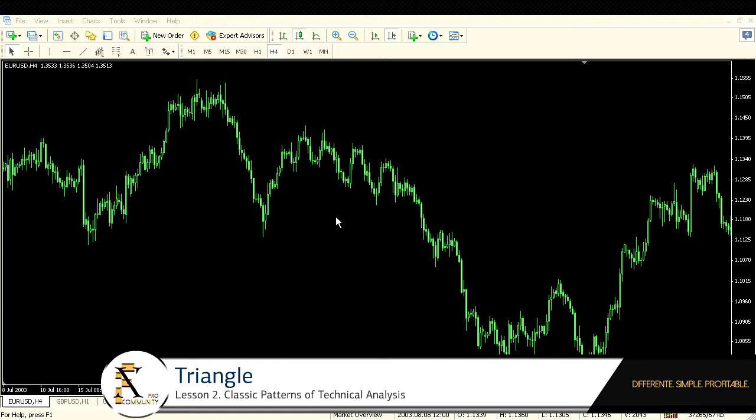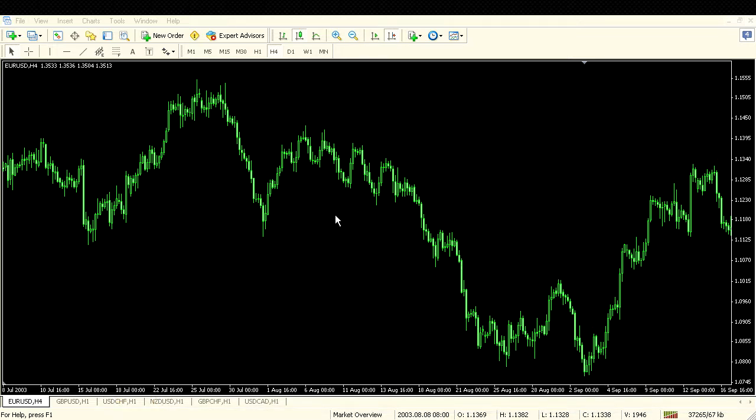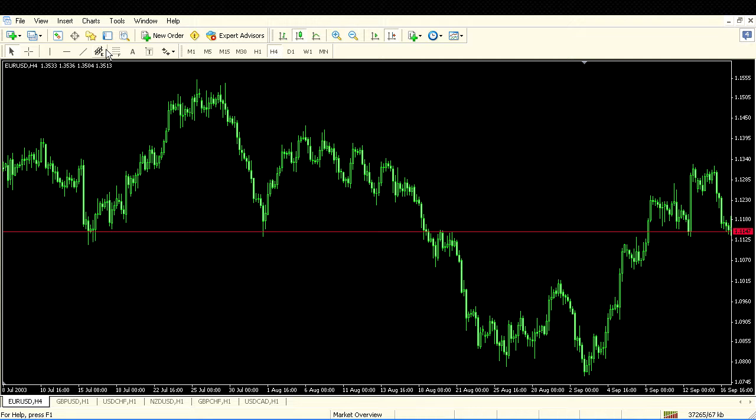Lesson 2. Classic patterns of technical analysis. The horizontal support line and the descending resistance line form the descending triangle pattern. Here we have several low points to draw the support. We make the resistance the same way from the top points. A descending triangle appears in our chart.